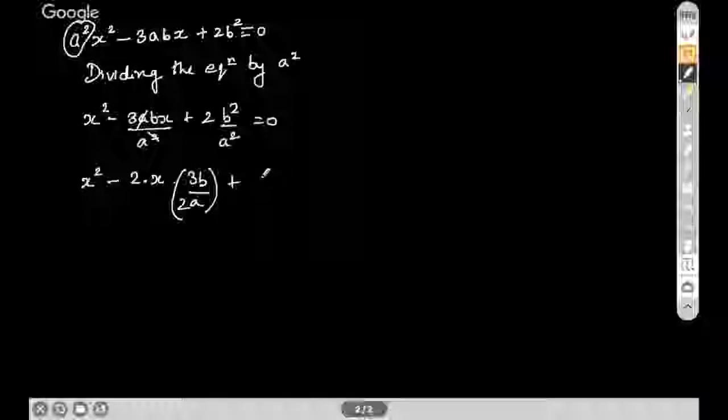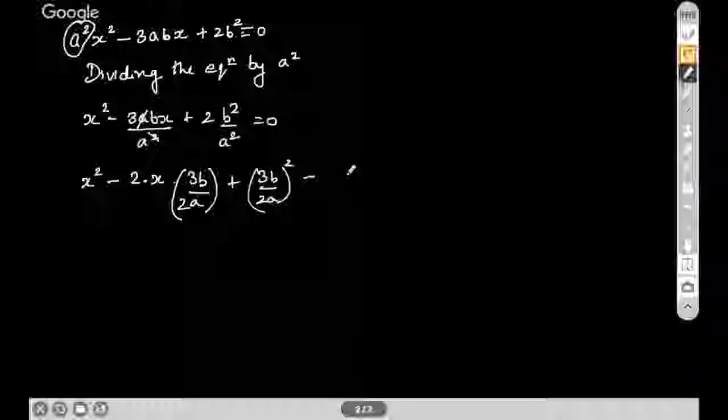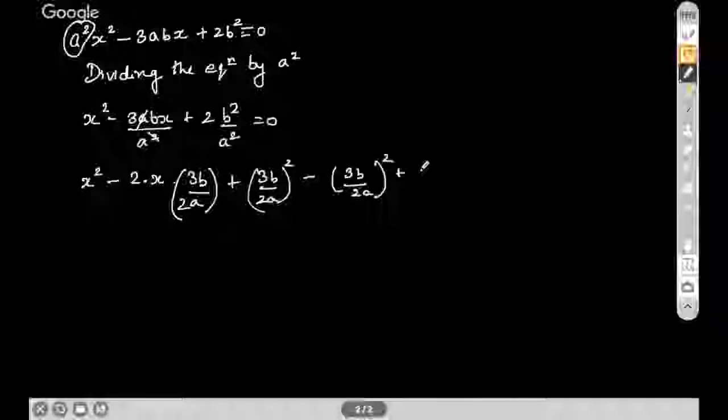So hence I'll have to complete this square. So I can write 3b by twice of a whole square. Right? So now if you do this, the square gets completed. But since you have added an extra term to the equation, you have to remove it as well. So minus 3b by 2a whole square plus 2b square by a square, and this is equal to 0.